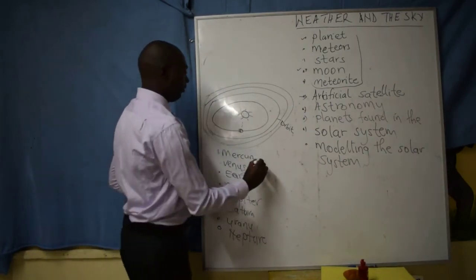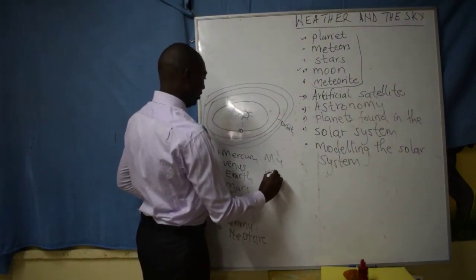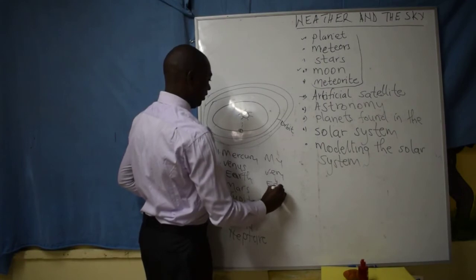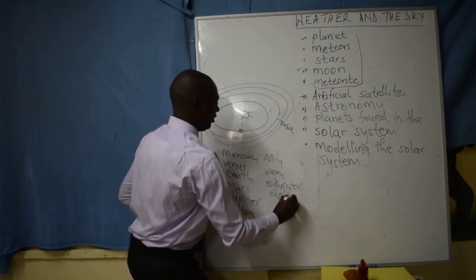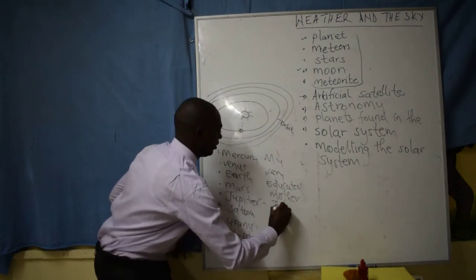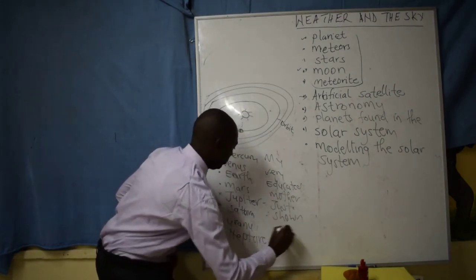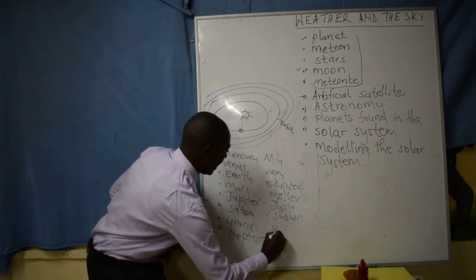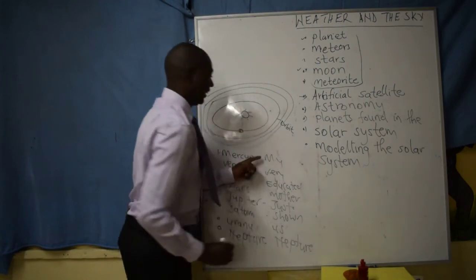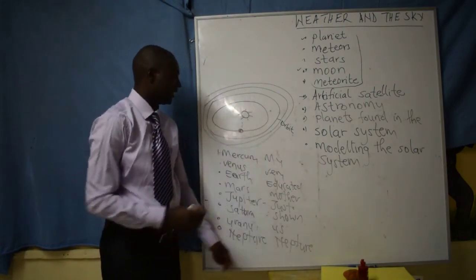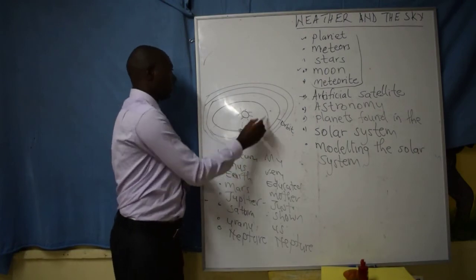We have a slogan, we say, my very educated mother just showed us Neptune. Those are the planets in order, from the first to the last, by distance from the sun. Mercury takes the shortest distance.